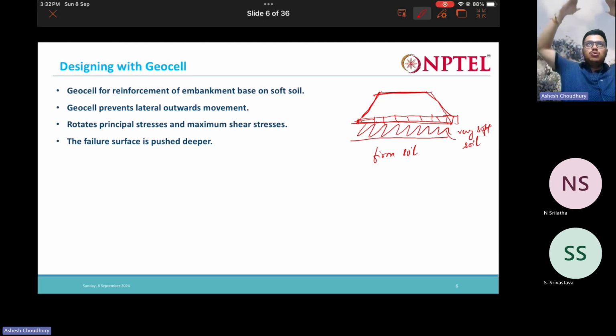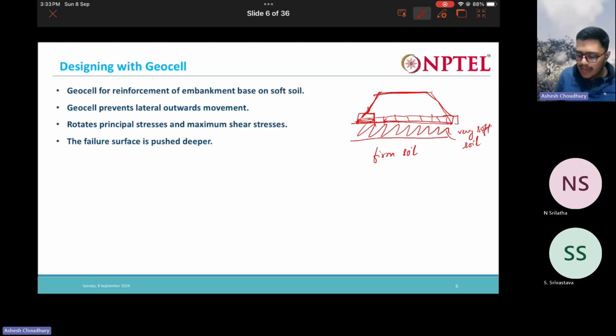So due to the load coming onto the soft soil, obviously there is a tendency for lateral outward movement of the soil. What happens is, when you provide these geocells, they prevent the lateral outward movement by rotating the maximum principal stresses and the maximum shear stresses from this direction to this direction, and so it prevents this sliding. It's trying to slide outwards, but the geocell prevents that outward movement.